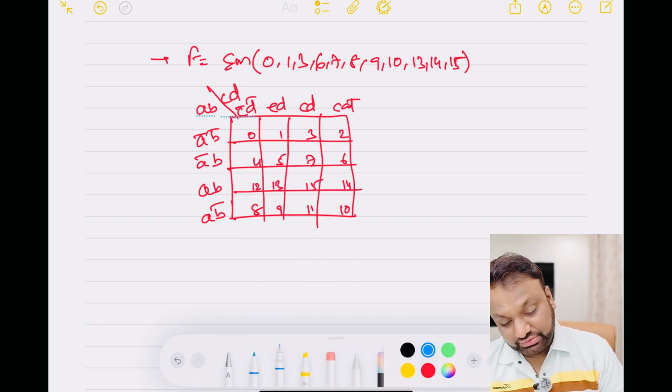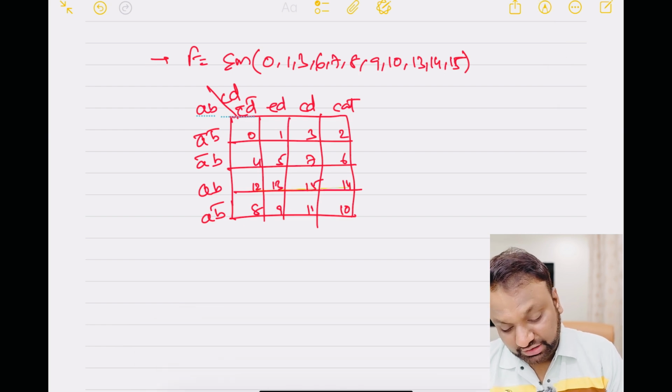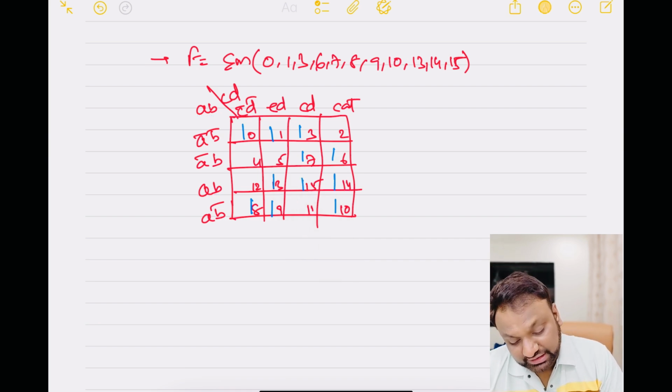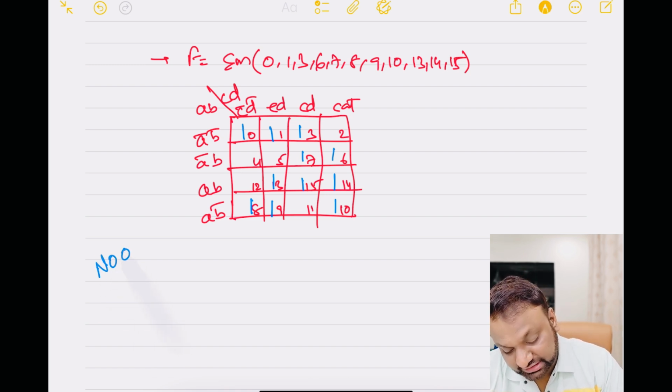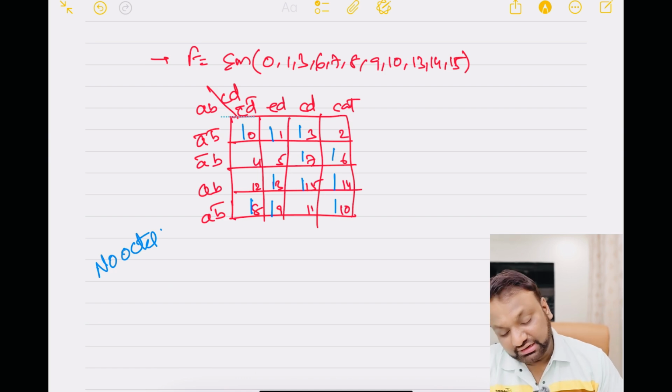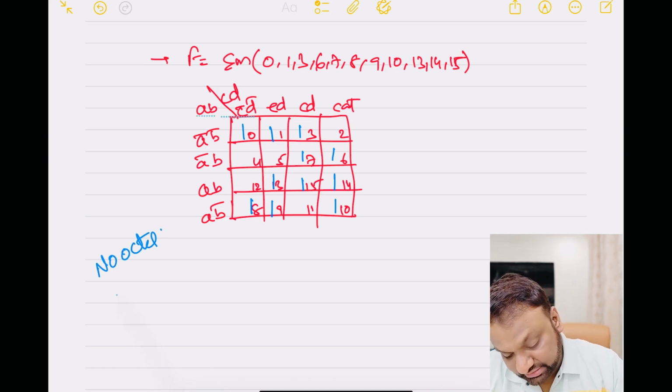Let me plot all these things: 0, 1, 3, 6, 7, 8, 9, 10, 13, 14 and 15. Now let us try to map all these things and see what are the possible mappings here. Do I have an octet? No octet is present. Let us try for quads.